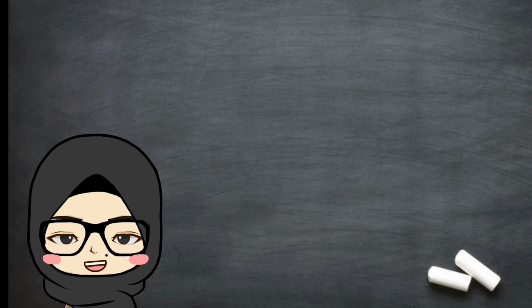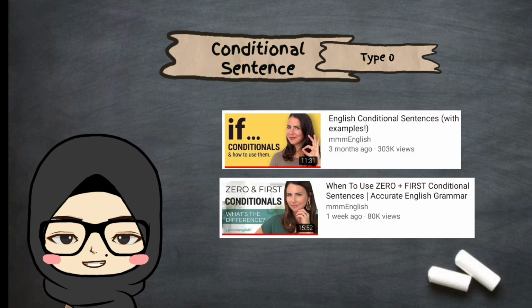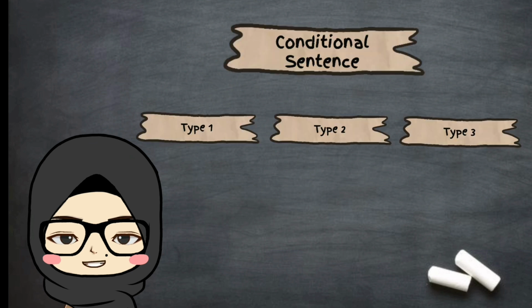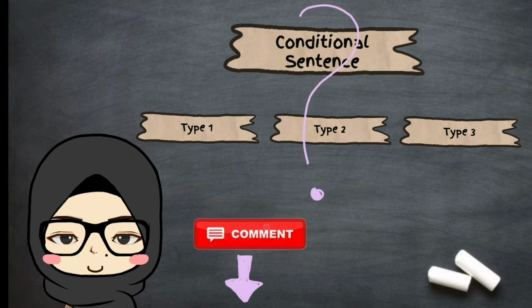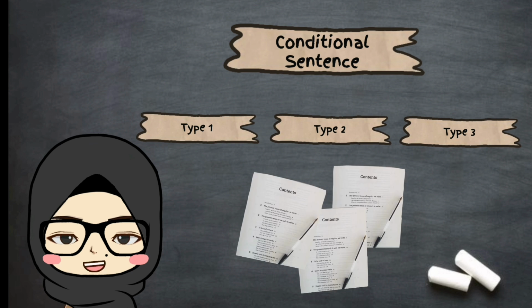Well, that's all, I think, the basics of conditional sentences. For the zero conditional, you might just watch the explanation that I attached from the English video. And if you had some problems understanding type 1, type 2, and also type 3, you can just comment down below, ask me. And I already prepared some module and task for you to practice conditional sentence type 1, type 2, and type 3.